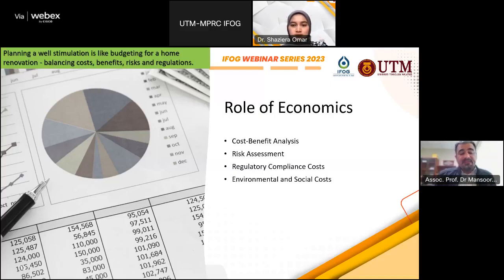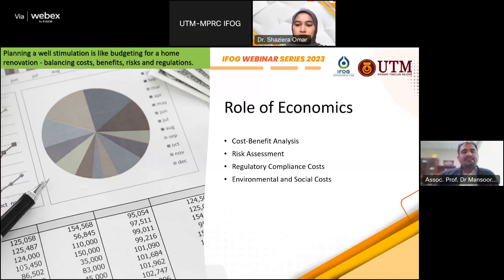Next, we have risk assessment. Well stimulation, particularly techniques like hydraulic fracturing and acidizing, involves risks. This includes the risk of well failure and the risk of environmental contamination, and others, like the BP Macondo well. These risks can have economic impacts, such as the cost of cleanup efforts or potential legal liabilities. An economic analysis can help quantify these risks and factor them into the decision-making process.